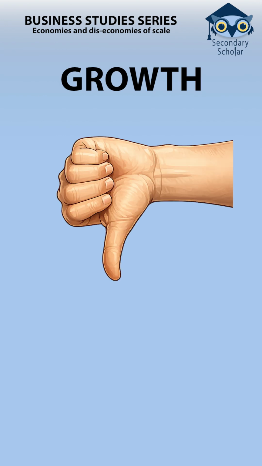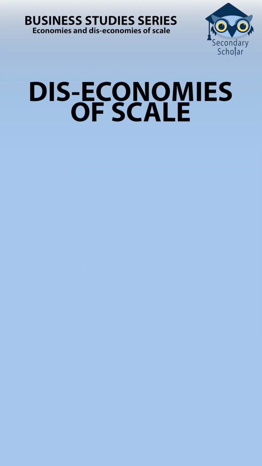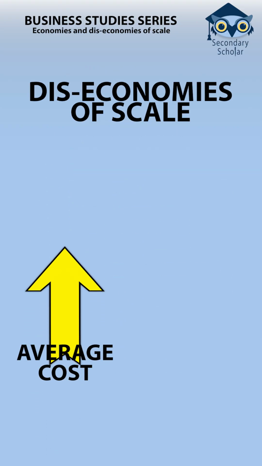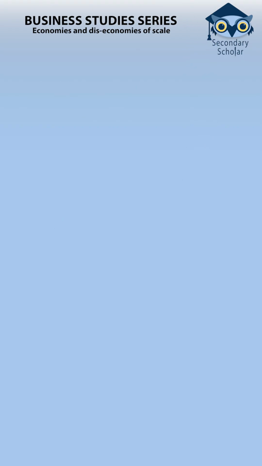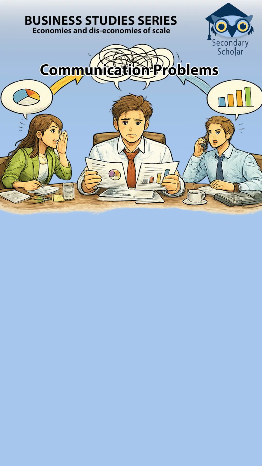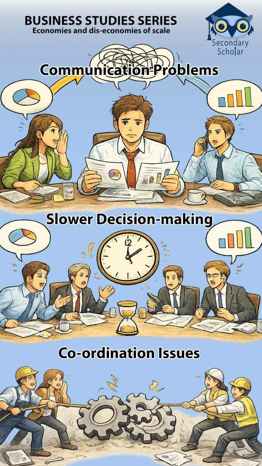However, growth is not always positive. Sometimes when a business becomes too large, costs start rising again. This is known as diseconomies of scale. Diseconomies of scale occur when average costs increase as a business grows beyond its optimal size. Large organizations can suffer from communication problems, slower decision-making, and coordination issues.